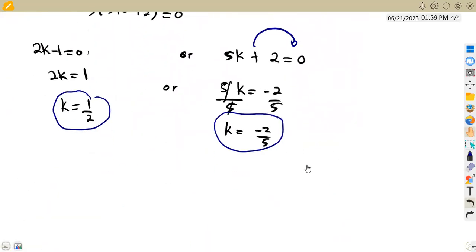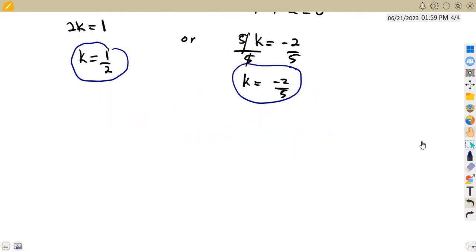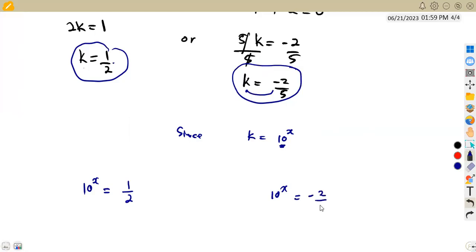Since our k is equal to 10 to the exponent of x, I'm going to take the first part here and equate it to 10 to the exponent of x. So 10 to the exponent of x is equal to the k that we got, which is 1 over 2. The same thing here, our k, which is 10 to the exponent of x, must be equal to the k that we got here, which is negative 2 over 5.